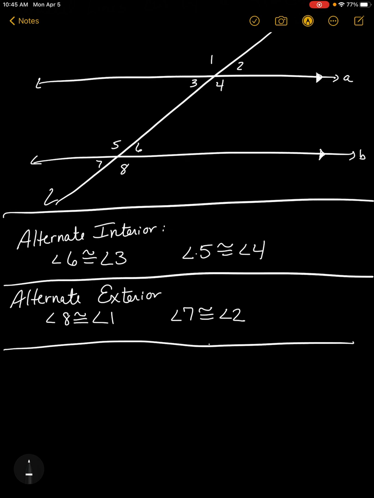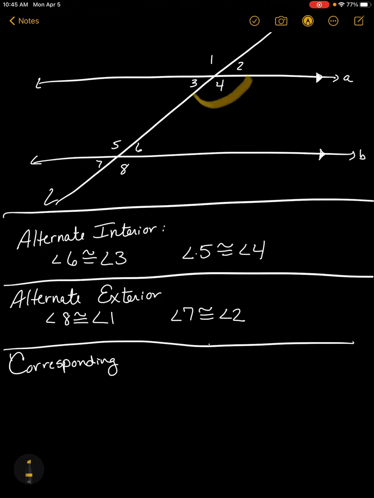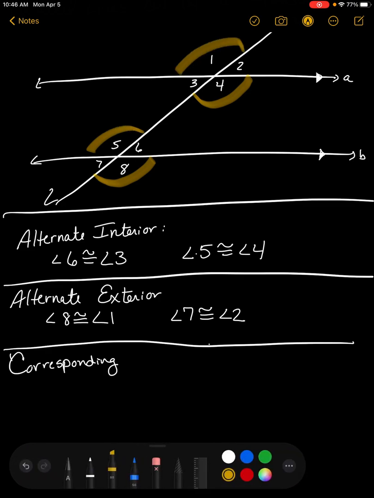Now, we've got corresponding. These correspond with each other. And so what that means is they're on the same side of the parallel line and they're on the same side of the transversal. So 4 is on the bottom of A on the right, and so the other one that's on the bottom and right is 8. 4 and 8 correspond. 5 and 1 correspond. 2 and 6 correspond. So there's actually more of these, and so we're going to just write them down there.